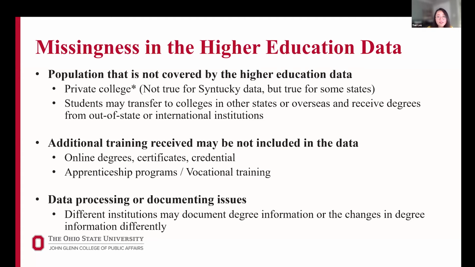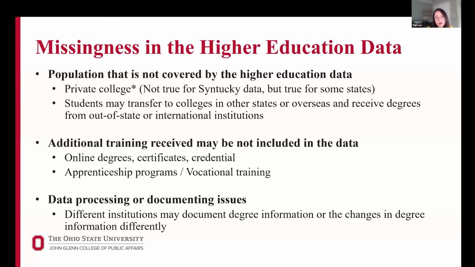And of course, there is other missing information that you don't have in the higher education data at all. For example, some online degrees, certificates, or credentials that are not covered by those public or private school records, and also apprenticeship or vocational training programs. For students from some majors, it may be very likely for them to receive additional training in those vocational training programs. Could that explain their relatively high starting earnings?